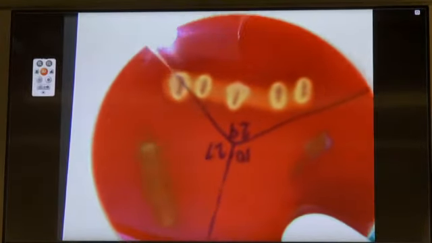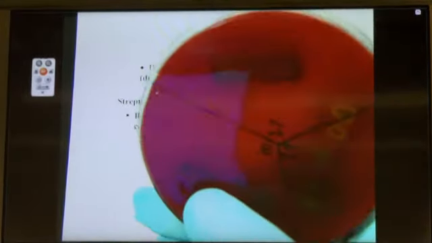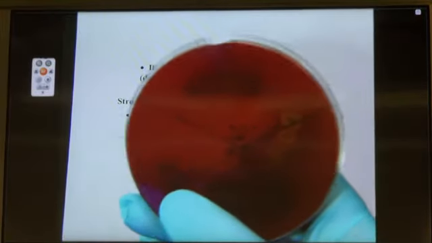Do you see that? You can hold it against the light and you will see this clear zone. This is when you have strep throat, this is what's going on in your throat, and you need antibiotics.